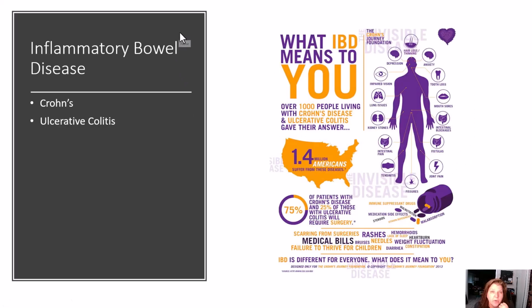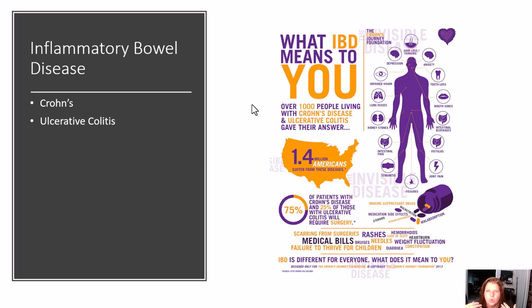So the next disorder is inflammatory bowel disease. We put initials to this. We call it IBD. So IBD is a kind of an umbrella term for two conditions known as Crohn's and ulcerative colitis. So these affect many people in the United States. They are considered autoimmune disorders. And with an autoimmune disorder, the immune system mistakenly attacks healthy tissue.